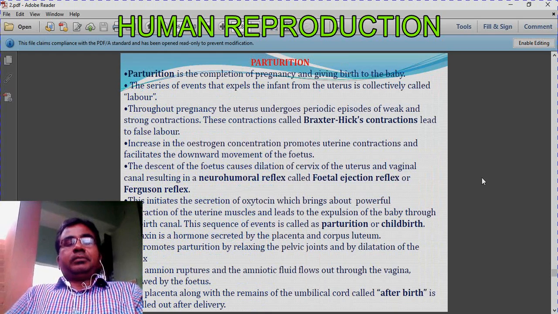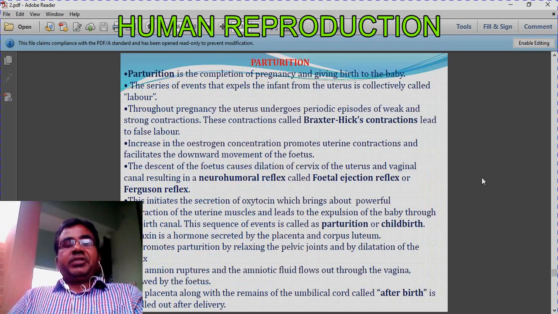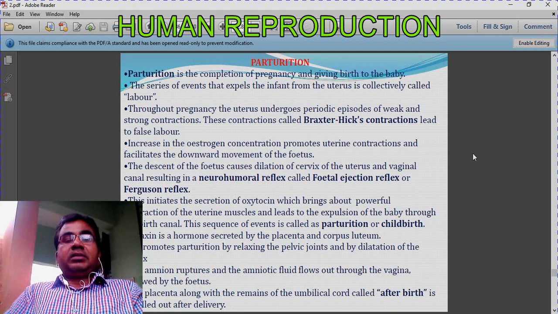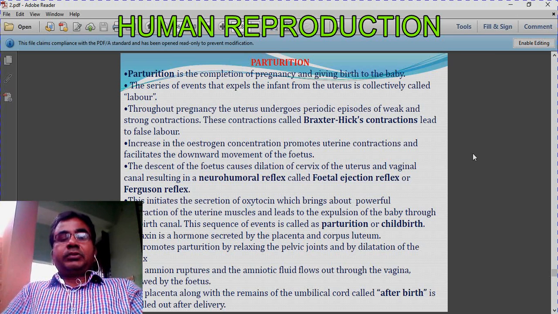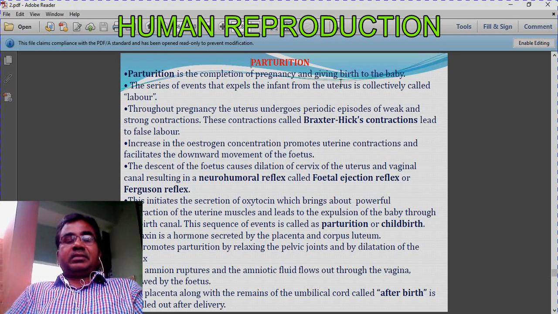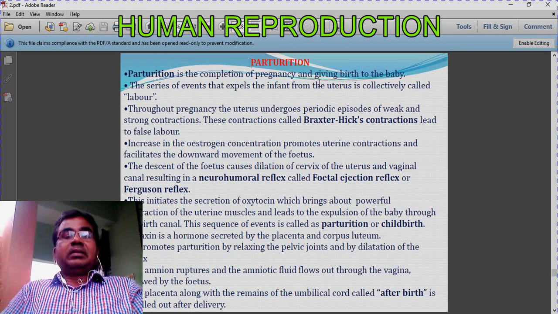Now parturition. What is parturition? So this is the process of giving birth to the baby. This is actually the delivery of the baby. That is parturition. The events that take place during the expulsion of the infant from the uterus are collectively called labor. So what are the things you know about parturition?